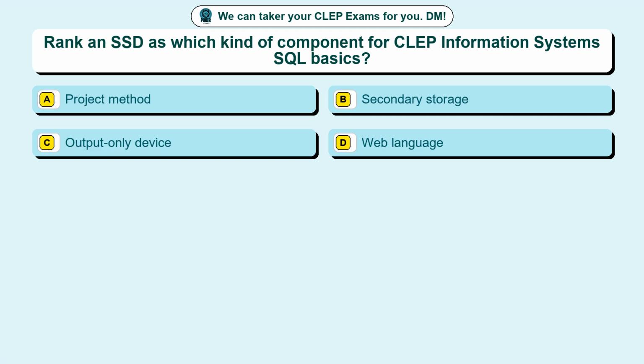Question 53. Rank an SSD as which kind of component for CLEP Information Systems SQL Basics? Option A, project method. Option B, secondary storage. Option C, output-only device. Option D, web language. The correct answer is option B, secondary storage.